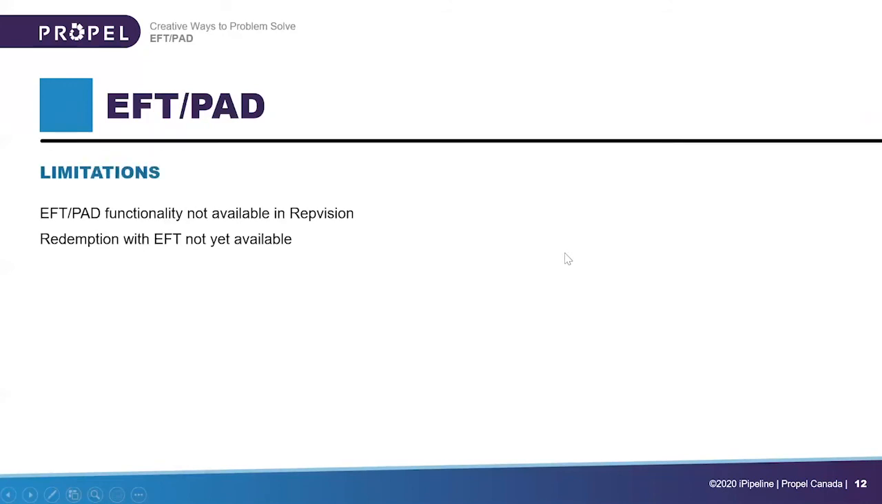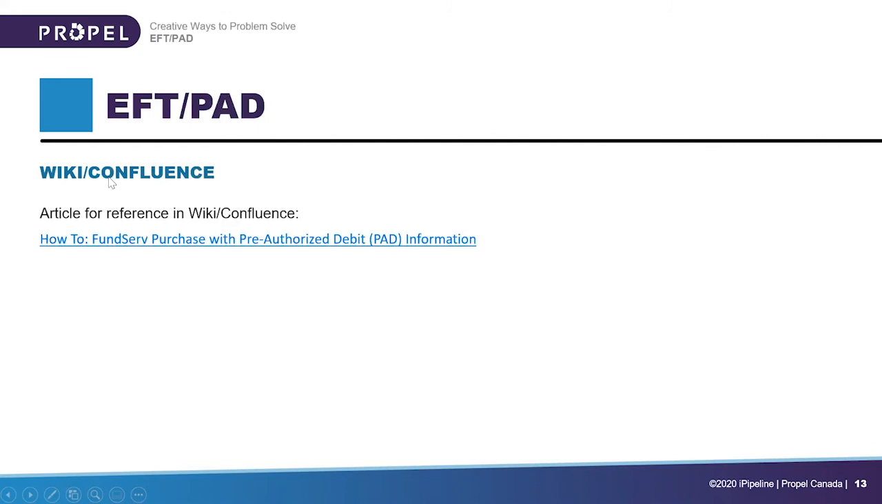So again, some limitations. Like I said, it's not available in RepVision, and the redemption with EFT functionality is not yet available. That is on our roadmap, but currently we're only able to do the EFT pad for purchases at this point. And we also have a Wiki Confluence article that describes how to put in the pad information. So both of these functionalities are time savers, as well as should help you save money in the long run, and hopefully gets more adoption going forward.